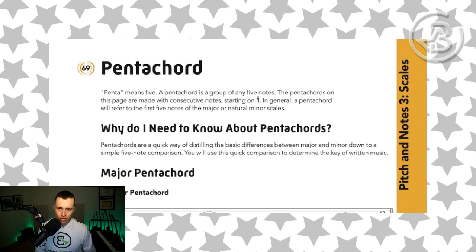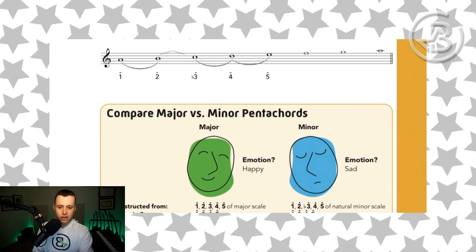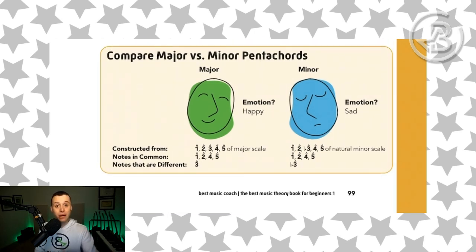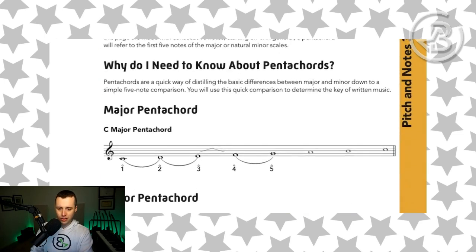Pentachords are really important because they are the biggest and most immediate difference between a major scale and a minor scale. In the first 5 notes of a major scale, we have 1, 2, 3, 4, 5. In the first 5 notes of a natural minor scale, we have 1, 2, flat 3, 4, 5. And the pentachord is actually going to be very important in coming chapters because we're going to break down a lot of concepts just using this pentachord.